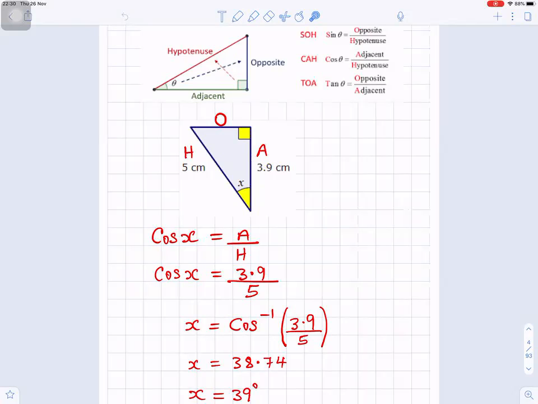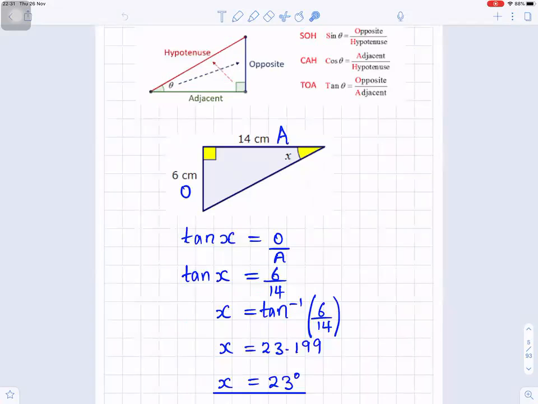To get the angle, you find the inverse cosine of 3.9 divided by 5. Put that in your calculator. It gives you 38.74 degrees. Round it to the nearest whole number. The 7 will round up to 1, and you add it to 8, it becomes 9. So 39 degrees.